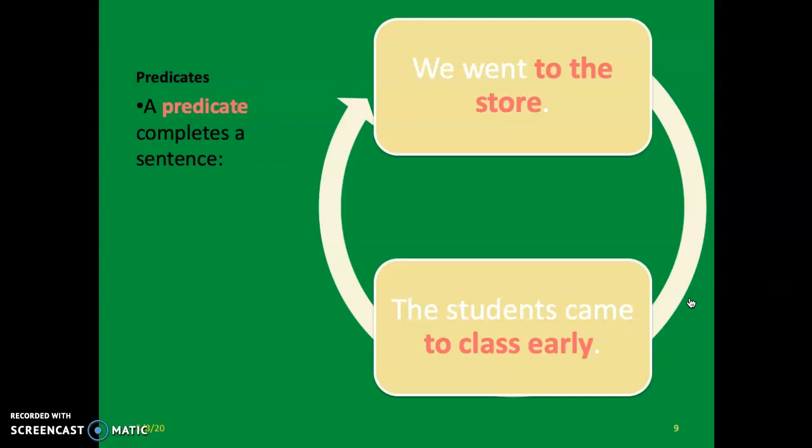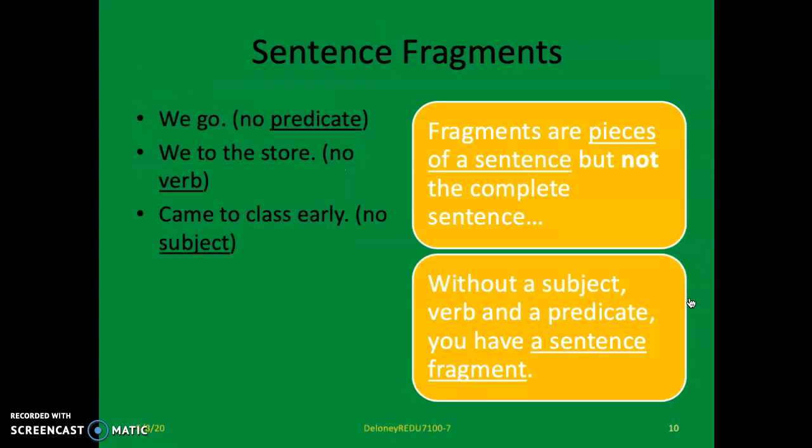Fragments are sentences that are missing parts of the sentence that make it complete. All right. The part that makes it complete is the predicate. So here you see the predicate in red. All right. Sentence fragments on the left indicate words that either are missing the predicate or missing a verb or missing a subject. And I see a lot of these examples in student writing. And you want to understand that without a subject, verb, and a predicate, you have a sentence fragment, and it really makes your writing choppy and disturbs the flow of communicating your ideas.